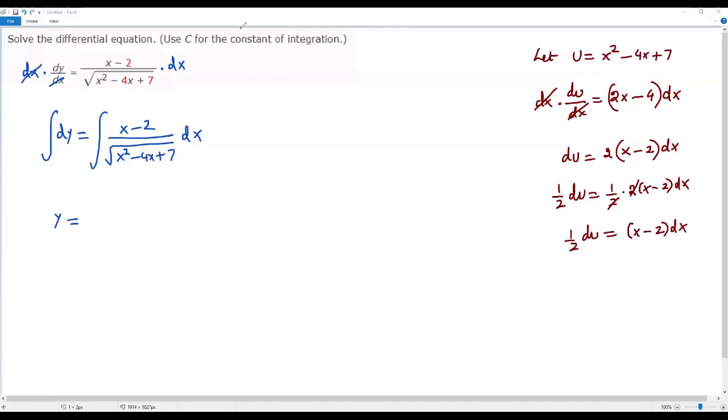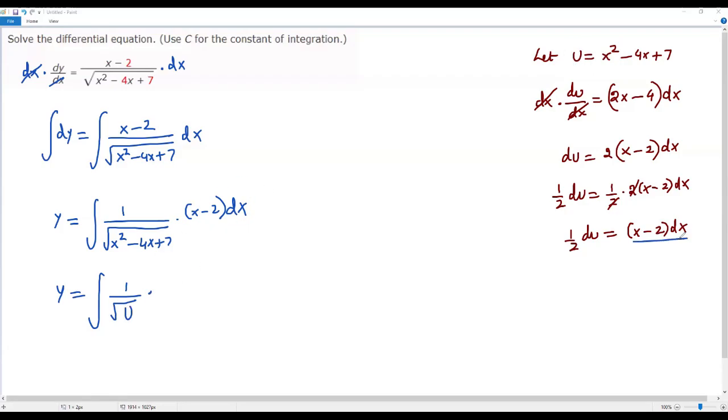Okay, now let me make rearrangements in the terms over here in this integration. So I just write this x minus 2 along with the dx using multiplication. In that case, I'll be getting 1 in the numerator and in the denominator, the square root of x squared minus 4x plus 7. Now I'm going to write this x minus 2 along with this dx. Then I'm getting x minus 2 times dx. Okay, now we have y equals integral 1 over. So now for this expression inside the square root, we can plug in u, and for this x minus 2 times dx, we can plug in 1 over 2 times du.